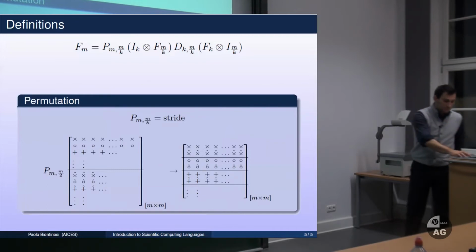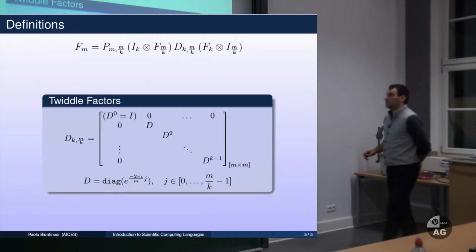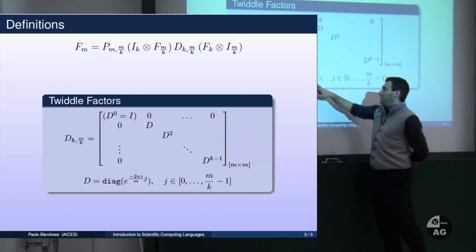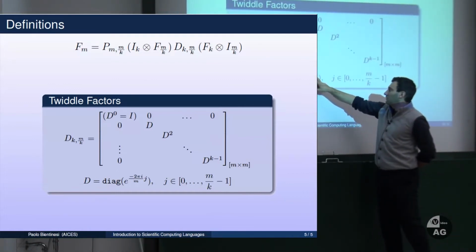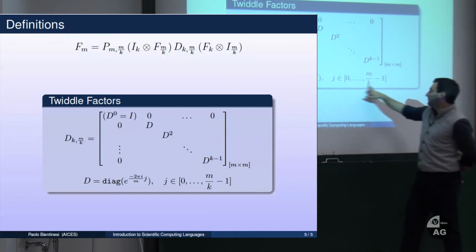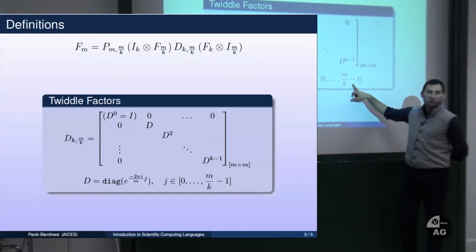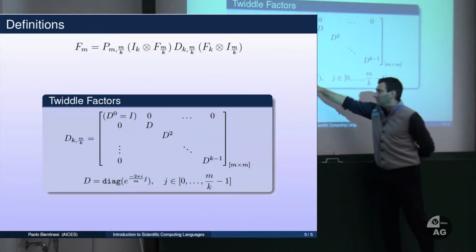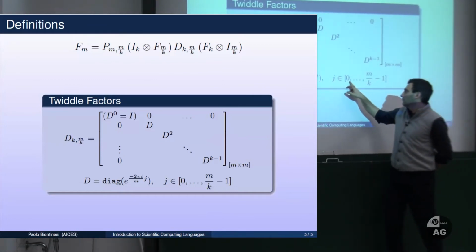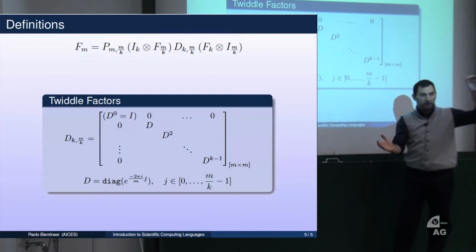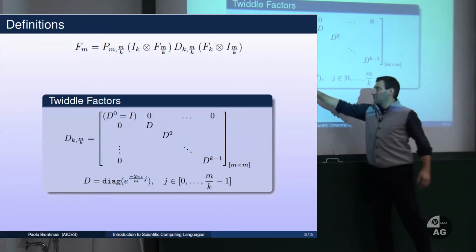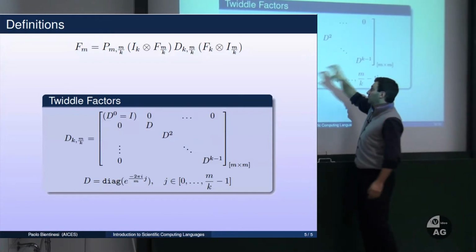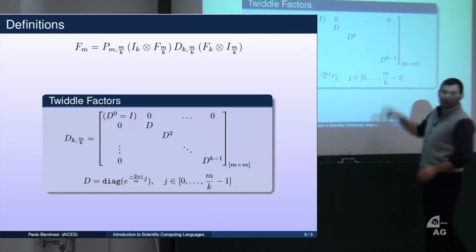Are the entries of D all the same? No. The entries of D are not all the same, they vary like this. So there is a J index, and J varies from 0 to m over k minus 1. So you plug J, you put 0, and you get one entry. You put 1, you get another entry. In the end, you get a vector. Diagonal of a vector, it's a matrix, it's a diagonal matrix, and you put this diagonal matrix on the diagonal.